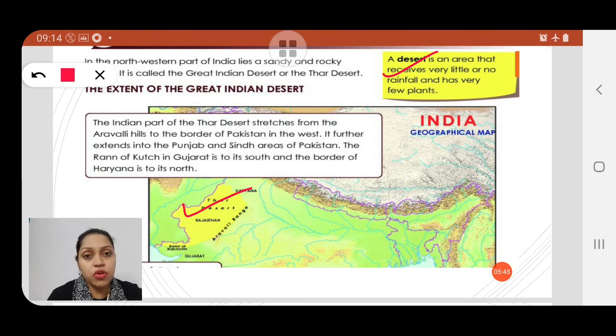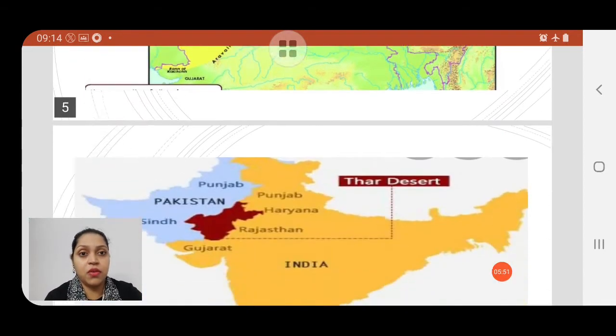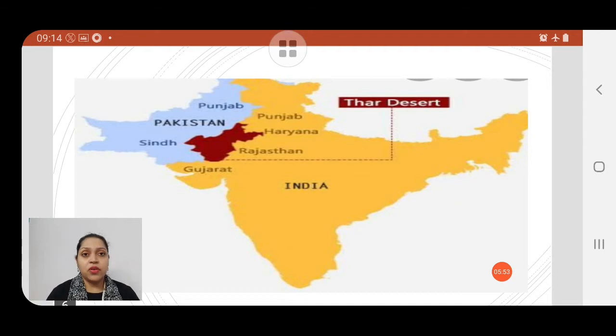Now let me show you a picture, then you will understand much better. Just a second. Okay, you can see here, children, Pakistan. In the map you can see the bluish color is the country of Pakistan, and you can see the Punjab towards the north and towards the south is the Sindh.